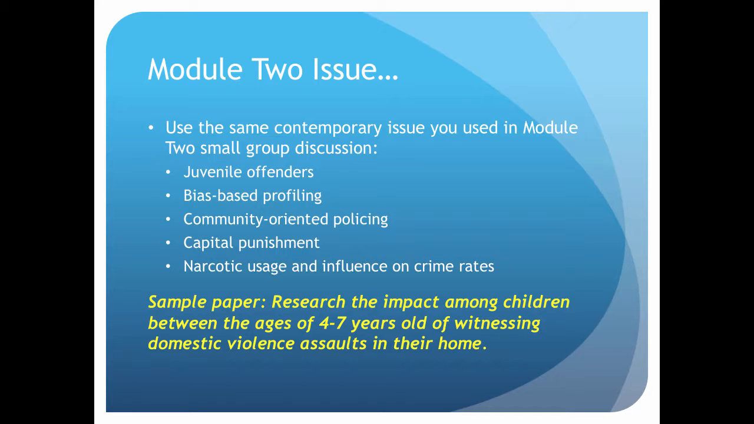So, what you're going to do is use the same contemporary issue your group used in Module 2. So it had to be one of those that are listed. In the sample paper, I used one outside of this group, but it gives you an idea of what it should be. Research the impact among children between the ages of 4 and 7 years old of witnessing domestic violence assaults in their home. So when you look at the juvenile offenders, bias-based policing should be one of those.